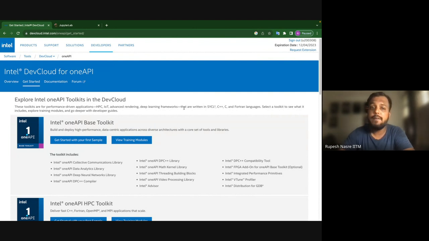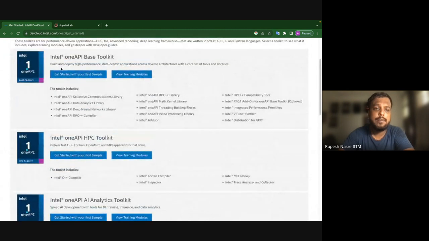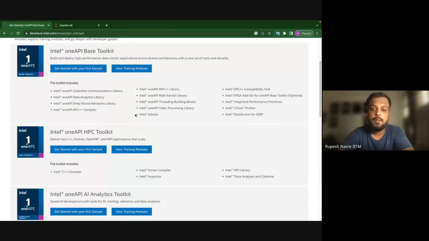What you have to do is scroll down. See, there are multiple toolkits, oneAPI Base. You are free to go to the training modules. These are some of the best training modules. I have also gone through them, and they really help us grow.